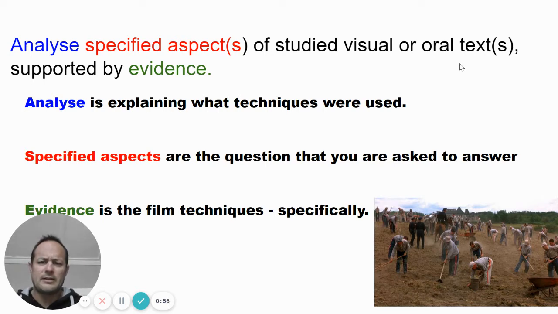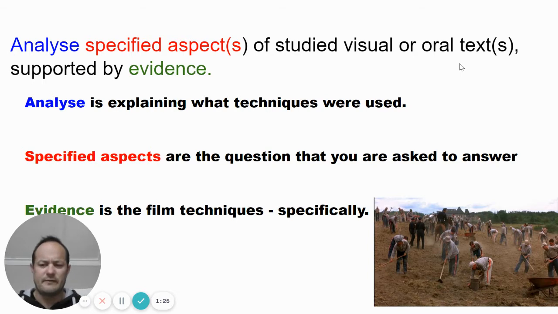So analyse is explaining what techniques were used, and in that respect, what we do is we take the film as this great big thing and we break it down into lots of little things that all go together to make up the film. That's all about talking about the techniques and how they were used. And specified aspects, that's the question that you choose.